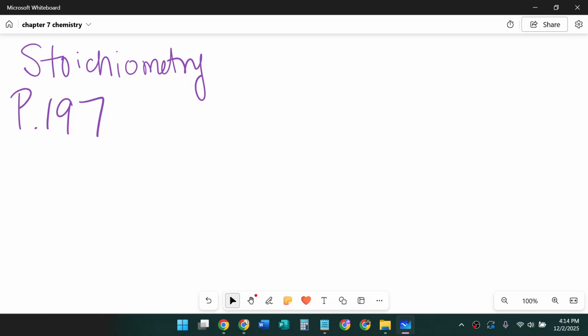It's like a recipe. It tells us how much of everything that we need to make the amount that we want, and we can analyze it and move between different measurable quantities, and we call that stoichiometry. It's just analyzing and doing some ratios and some proportions.